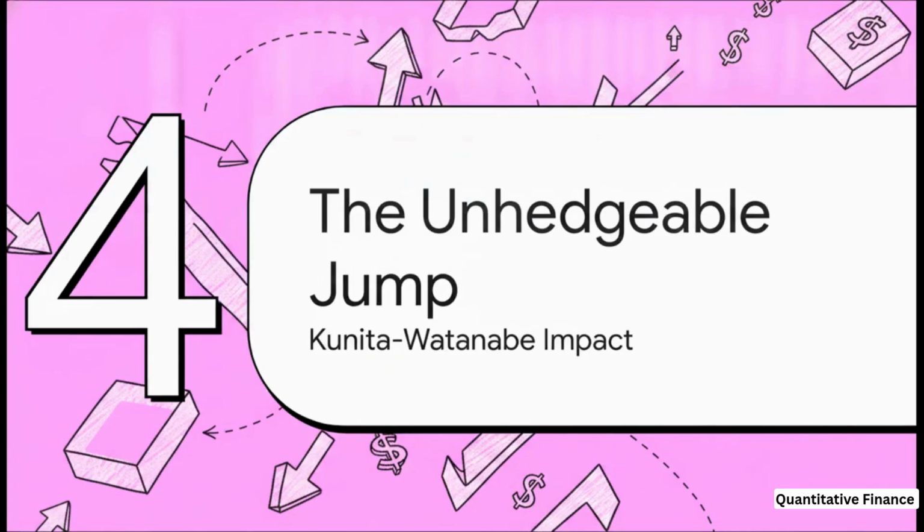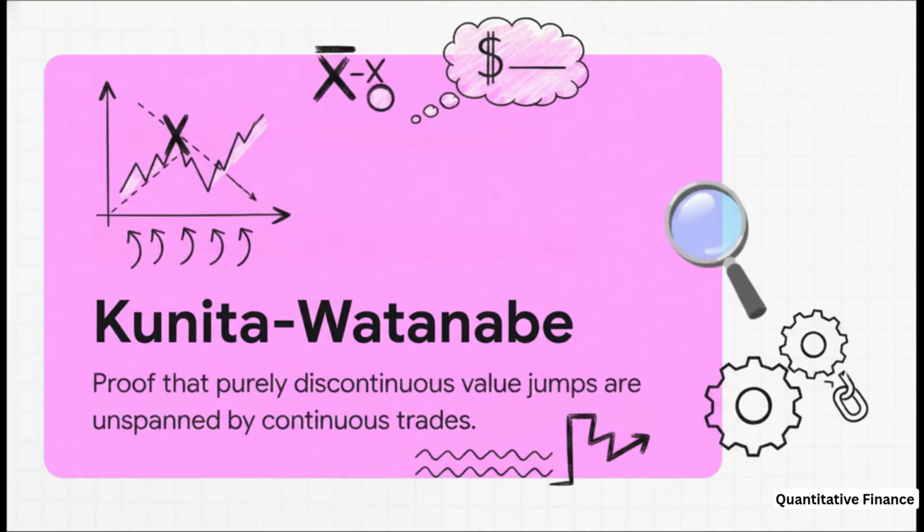All right, part 4. This is the climax of the theory, the unhedgeable jump. The author leans on a concept called Kunita-Watanabe orthogonality. Now, I know that sounds highly complex, and mathematically it is, but the economic implication is absolutely profound. It mathematically proves that the purely discontinuous jump in value that occurs at the exact instant of a separator switch, like the swap we just talked about, cannot be spanned by any continuous trading strategy. Period. The market is fundamentally incomplete in the direction of its own geometry.